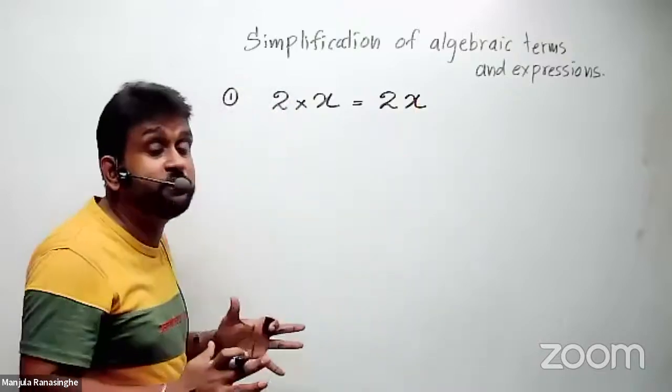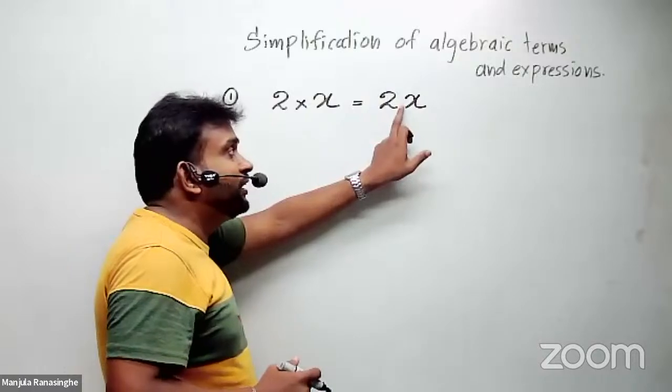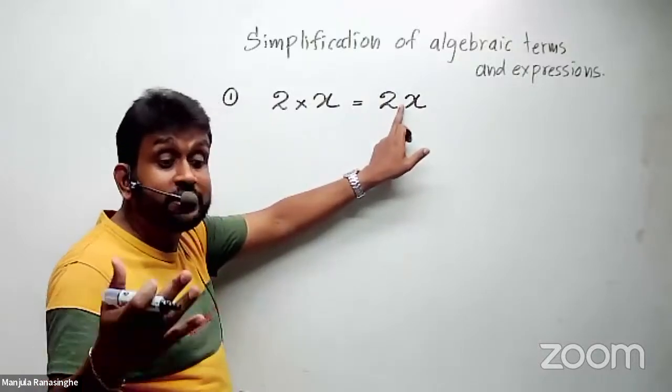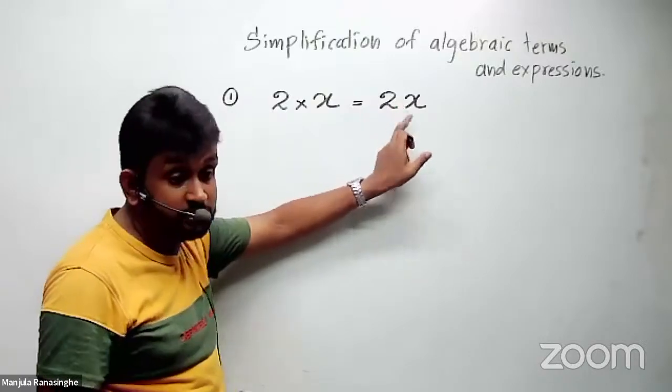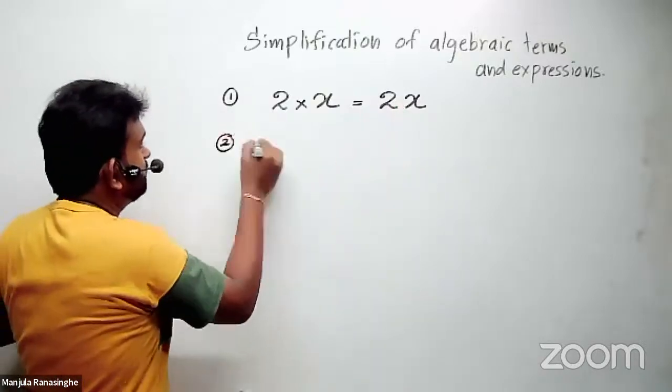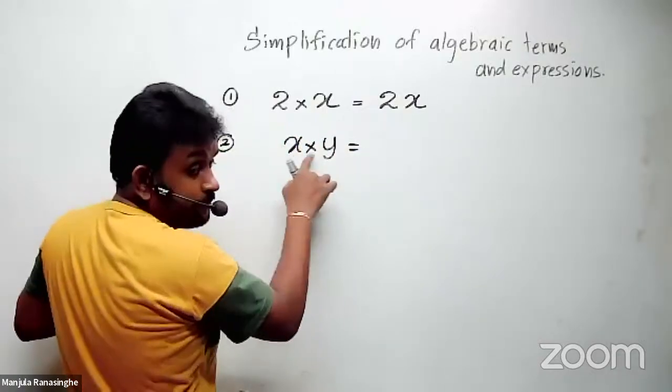In algebraic simplifications, if we have written in this manner, that means in between there is already a multiplication sign. Okay, so 2x means 2 into x. Right. Then if we multiply x into y, then what term is built up? xy.